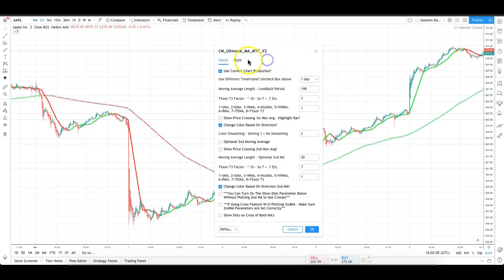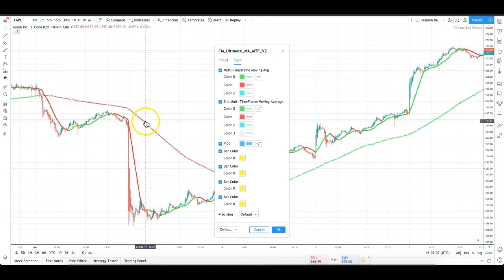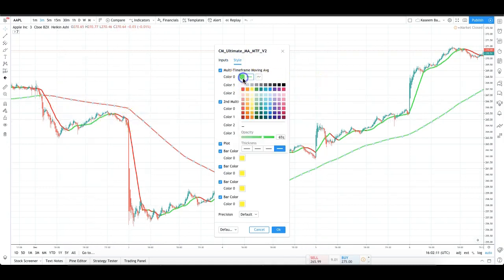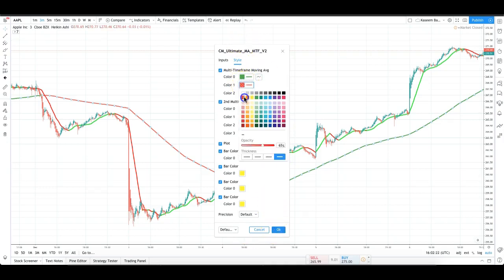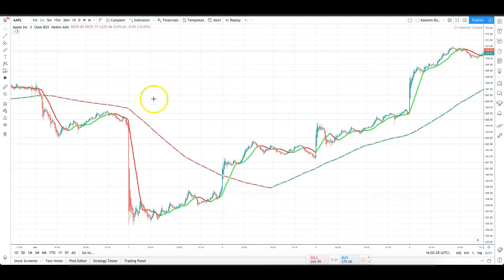Because we use two of them. You see it moved out right away. Go to the rightful position, and you can change this into any color you want. I like to use green and make the lines thicker, and red, make it a little bit more pronounced, and at the same time make the red a little bit thicker. And that's how you change the 200 moving average.